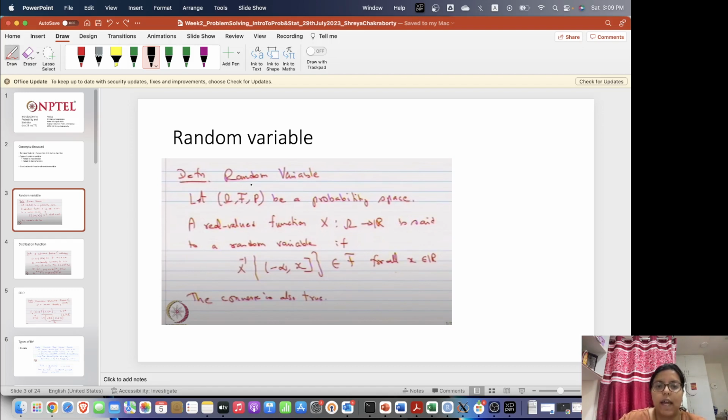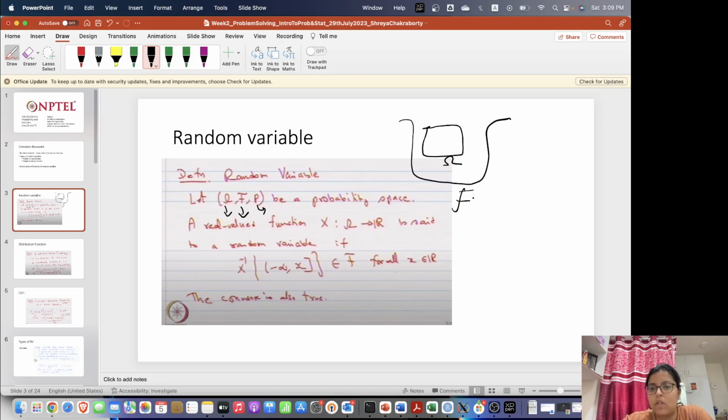So if X is a random variable, last week we learned what we mean by a probability space. So this is my sample space, this is the sigma field, and this is the probability measure. Let's say this is my omega, which is the sample space, and this is my script F, which can be, one of the possibilities, the power set of omega. And here we have a few outcomes of omega which are happening.